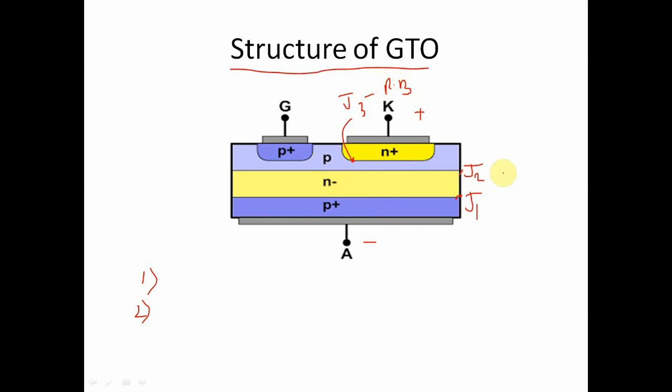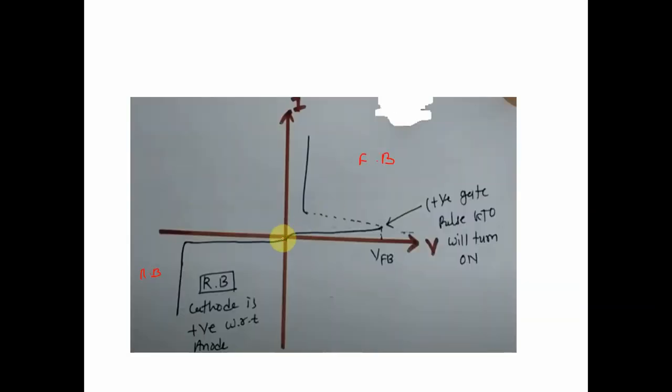Junction J2 is forward biased and junction J1 is reverse biased. So due to this biasing, there is a very small amount of current flowing through the circuit.